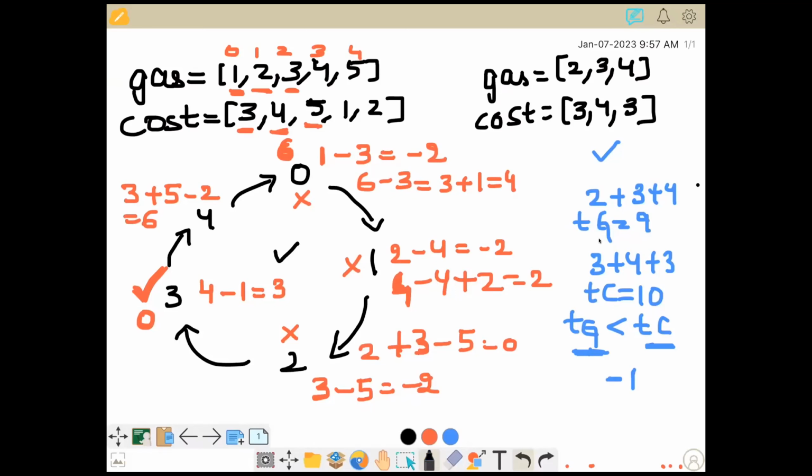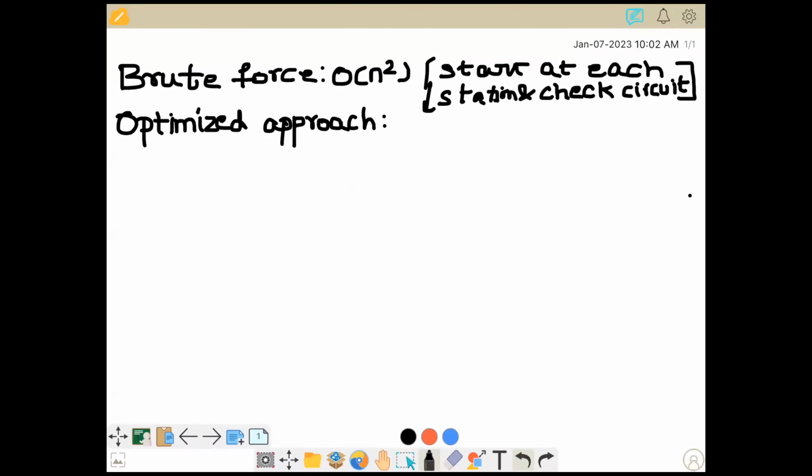What will be the time complexity of this approach? We start at each gas station, and we loop through all the gas stations. So it will be O of n square. So the naive or brute force way of solving the problem is to start at each station and check if we can circuit back or not. This approach will be O of n square. But can we optimize this approach?